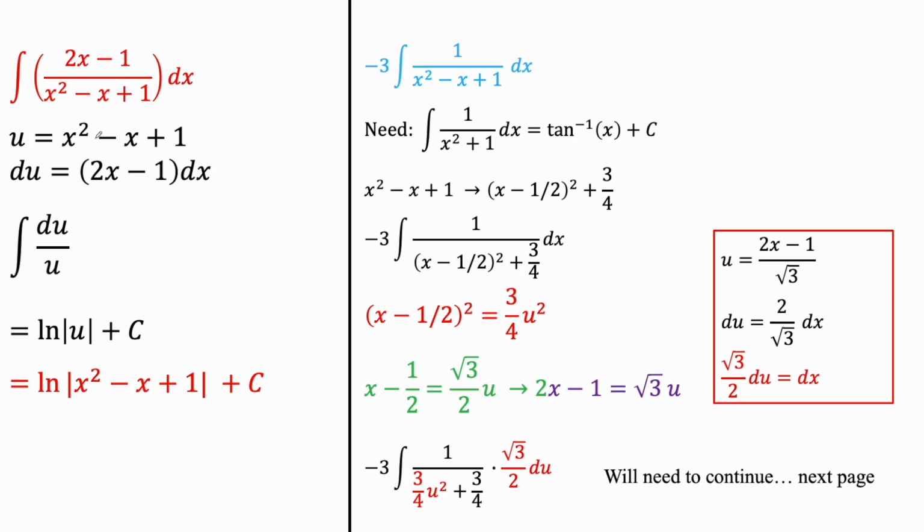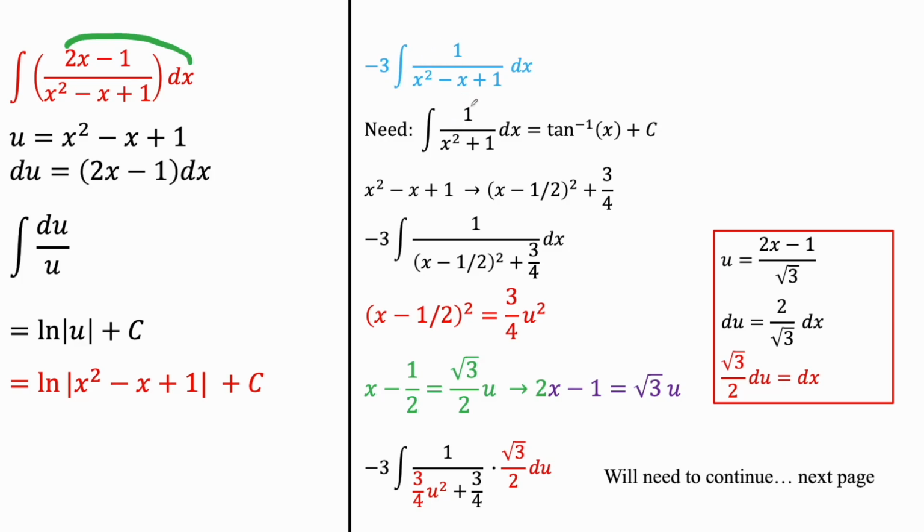u is x squared minus x plus 1. du is 2x minus 1 dx. And so 2x minus 1 dx, this piece right here, gets changed to du. And this denominator gets changed to u. And the integral of 1 over u is ln absolute value of u plus c. And we know that u is x squared minus x plus 1. So we have one part. Now for this part, which is more of a pain.